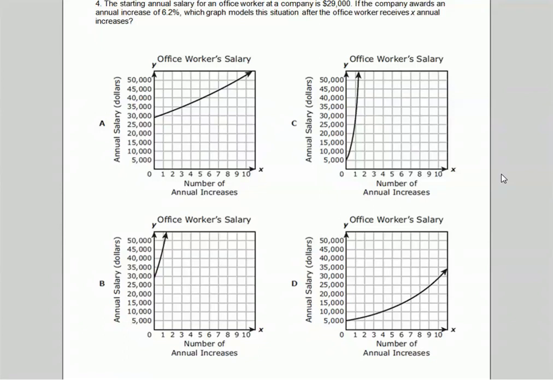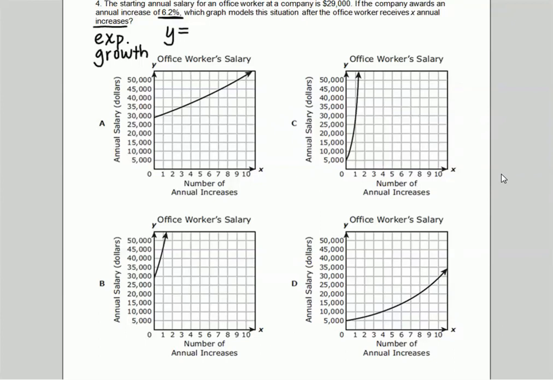Number 4, the starting annual salary for an office worker at a company is $29,000. If the company awards an annual increase of 6.2%, which graph models this situation after the office worker receives x annual increases? So notice we've got a key word in here, increases, and we're increasing by 6.2% each year. So this is an example of exponential growth. Let's try to write an equation and then see if we can match it to a graph.